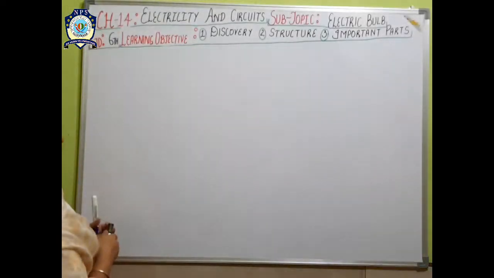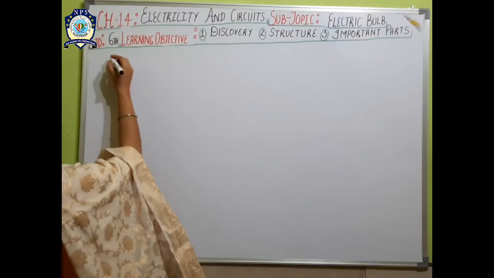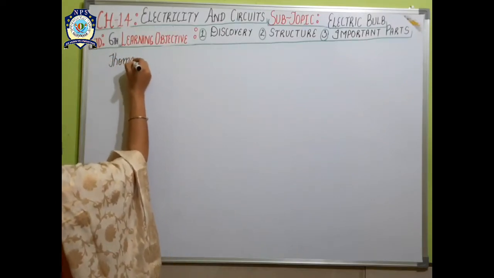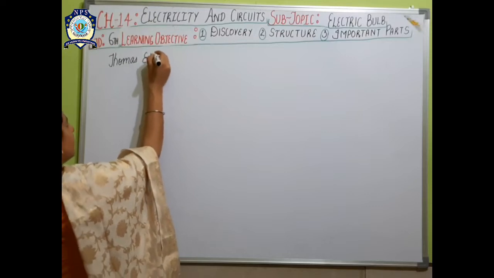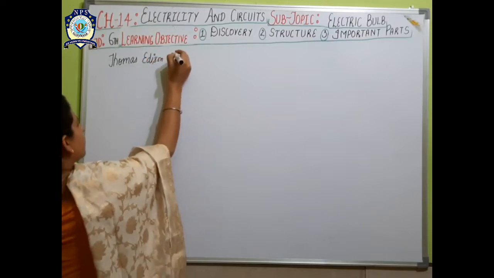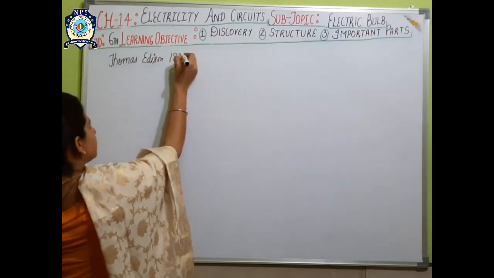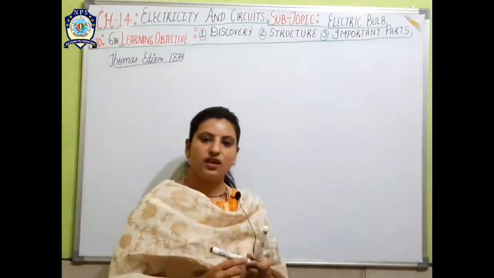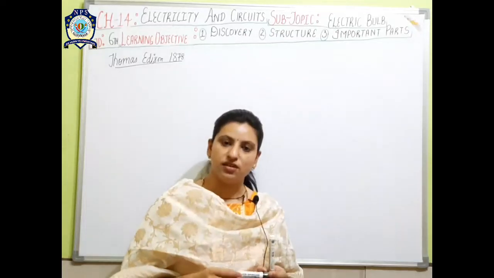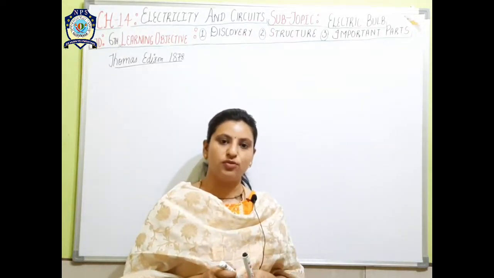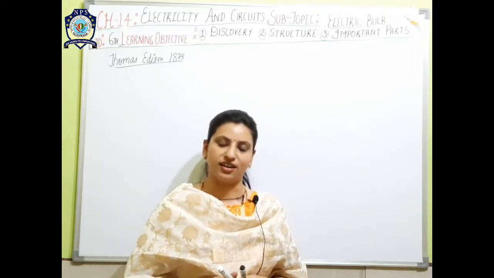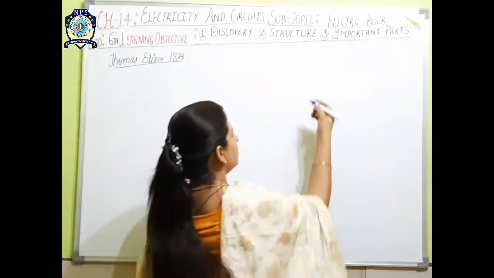The bulb was given for the first time by Thomas Edison in 1878, and it was a very revolutionary discovery in the history of science, because before that we had no source which helped us to see in the darkness. So let's begin with the structure.